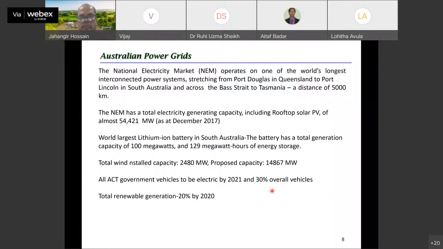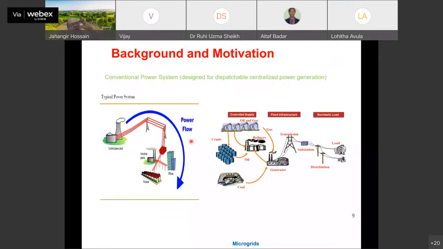As I mentioned, this is one of the longest transmission lines in the world, 5,000 kilometers long. And the other things I already discussed, like its renewable energy penetration level and so on. But one thing you might know is that the world's biggest lithium-ion battery is in South Australia, with a single 100 megawatt capacity, or 129 megawatt hours, and it was installed by Tesla as a demonstration system. That's just a quick look at the Australian power grid.